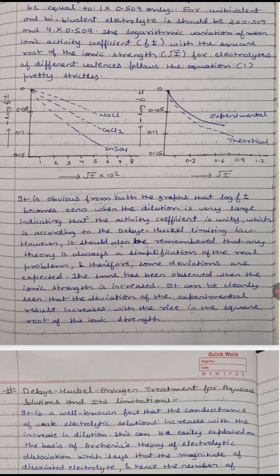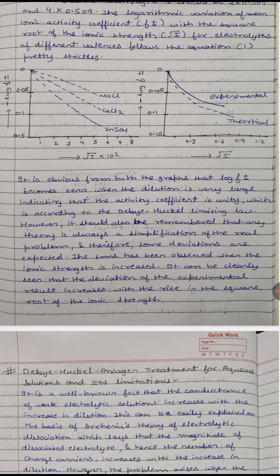The logarithmic variation of mean ionic activity coefficient f plus minus with the square root of the ionic strength, under root I, for electrolytes of different valence follows equation 1 pretty strictly.